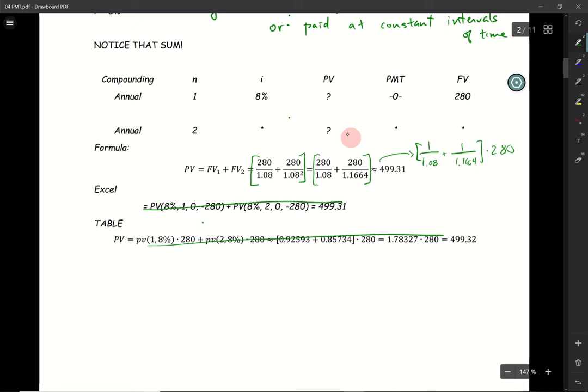So this, right, is 0.92593 plus 0.85734. And so that's the 1.78327. And then we do the multiplication of 280 at the end.